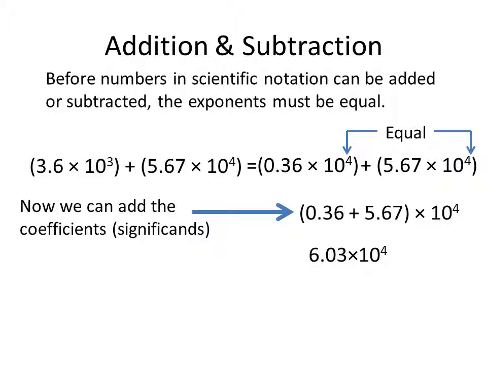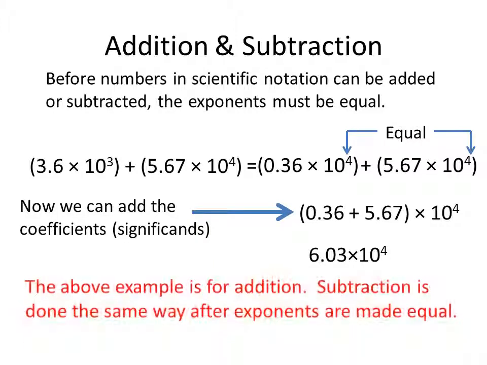Now this example was for addition. Subtraction is done the same way. You can subtract the first part of the number, the coefficients, only after you've made the exponents equal. Once they're equal, you just subtract the same way as you would as we just added, and keep the exponents the same unless the number ends up being above 10 or below 1, in which case you have to adjust the exponent. And that's all we have.